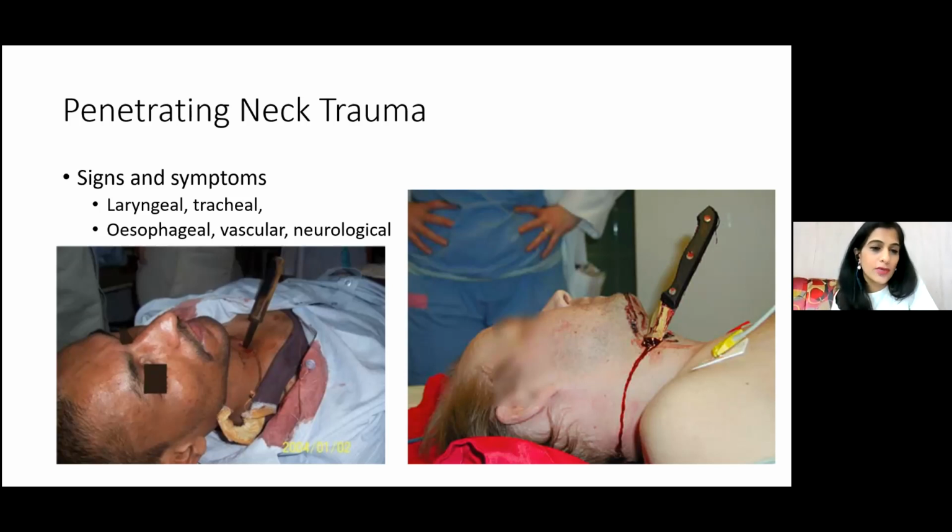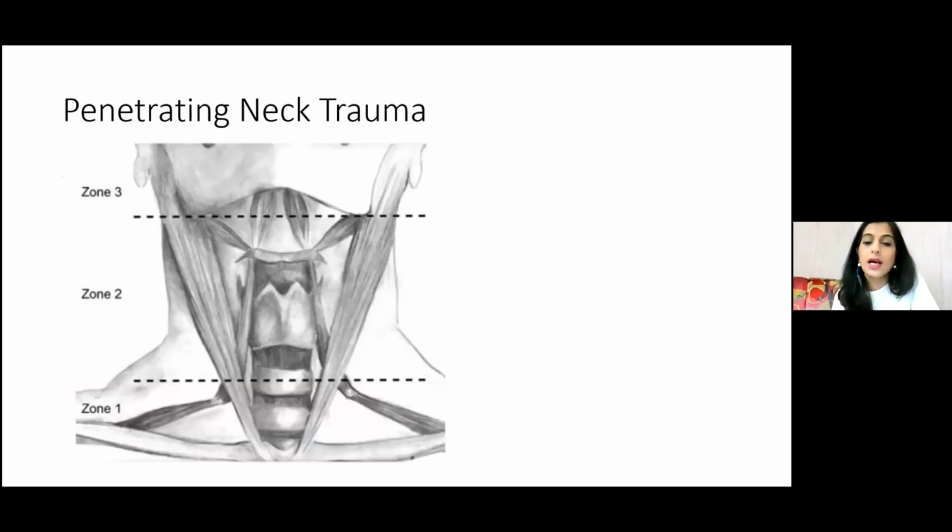So what you'll be looking for is really evidence of any laryngeal and tracheal breach and damage, and then any evidence of esophageal, vascular and neurological injury. And the thing that they really want to talk about is how you're going to manage it. So they will want to talk about things such as the neck zones. The trauma neck zones are divided into zone 1, 2, and 3.